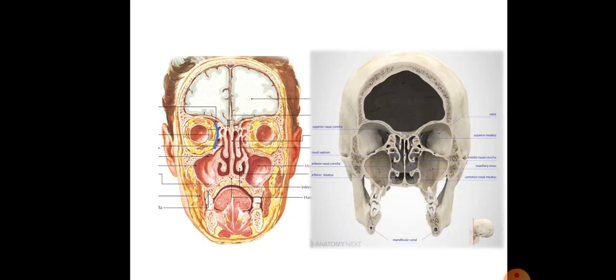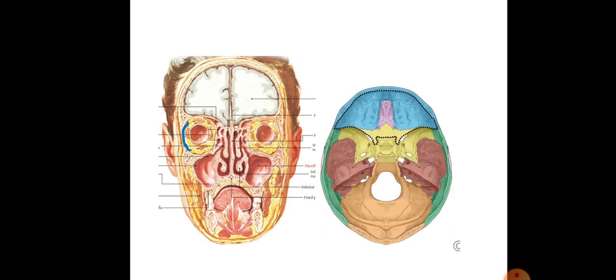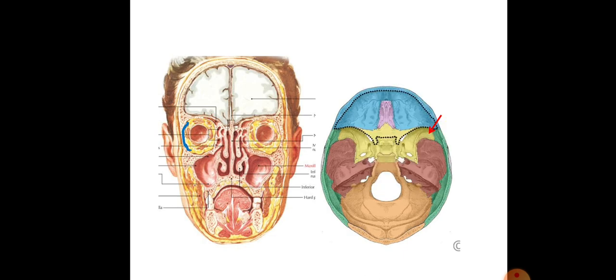The medial wall is related to the ethmoidal air sinuses. The floor or inferior wall is related to the maxillary air sinuses, and the lateral wall is separated from the temporal fossa by the zygomatic bone. Part of the lateral wall of the orbit is formed by the greater wing of the sphenoid. So this greater wing of the sphenoid separates part of the orbit from the middle cranial fossa.